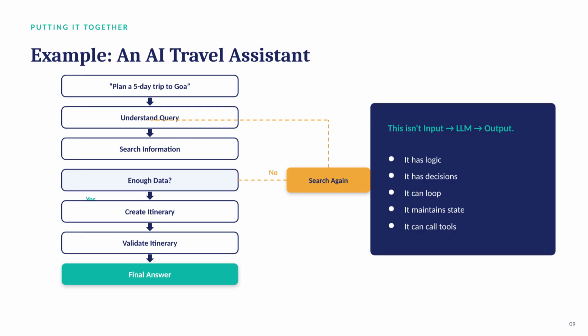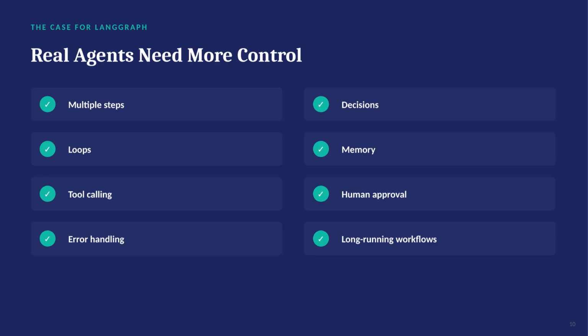Now let's answer the second big question: why do we actually need LangGraph? If we already have LLMs and frameworks like LangChain, why bother with another framework? The answer is that real-world agents need more control over execution. They need to handle multiple steps, decisions, loops, memory, tool calling, human approval, error handling, and long-running workflows.